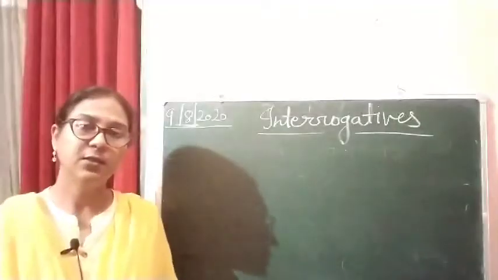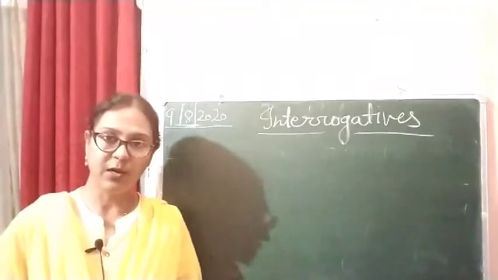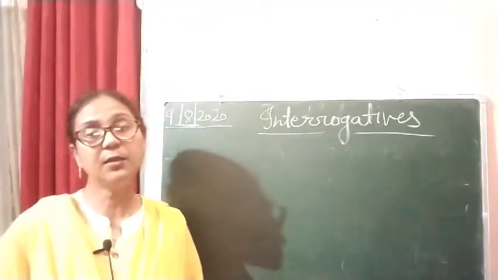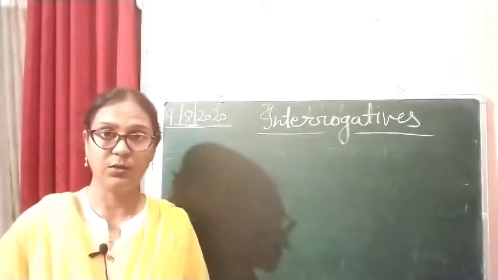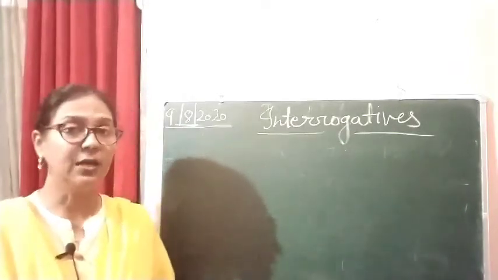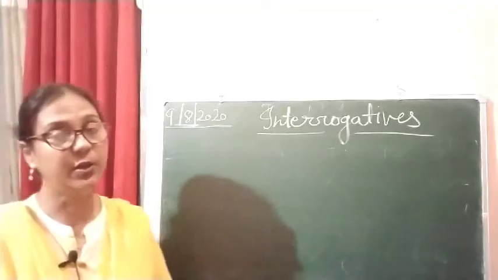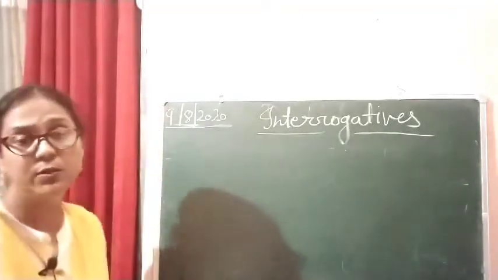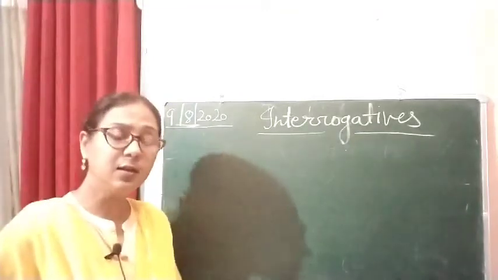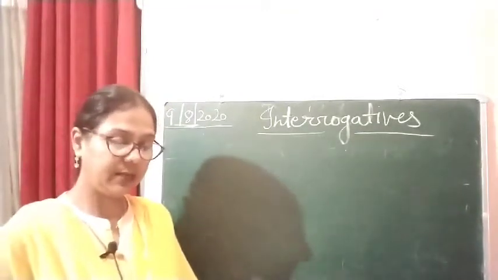Now the next determiners are interrogatives. Interrogative determiners are those words which can ask questions, which can create questions. These words are used to ask questions. That is called interrogative determiners. There are what, which, whose, whom. These are the interrogative determiners.